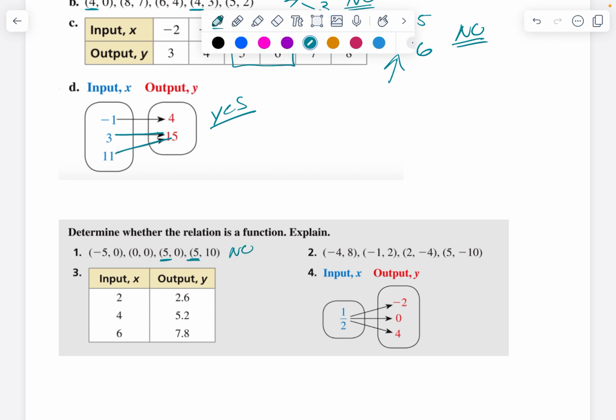This is a no because you can see we have 5 with 2 different outputs. This one's yes. That one's okay. You can have decimals, fractions, doesn't matter. This one is yes. We have all different inputs, so that's fine. And this one is a no because we have one input, 1/2, with 3 different outputs.